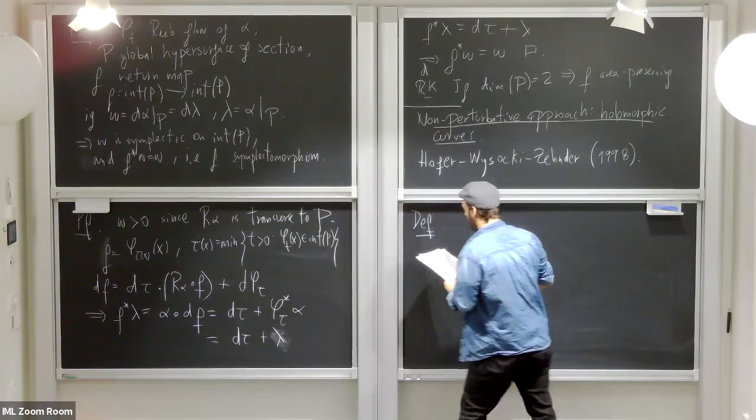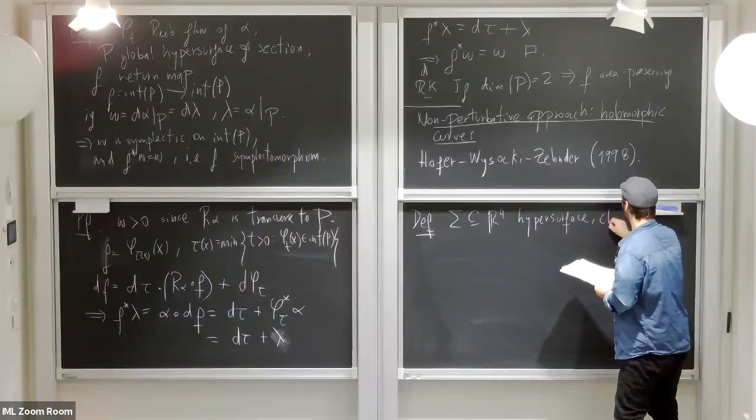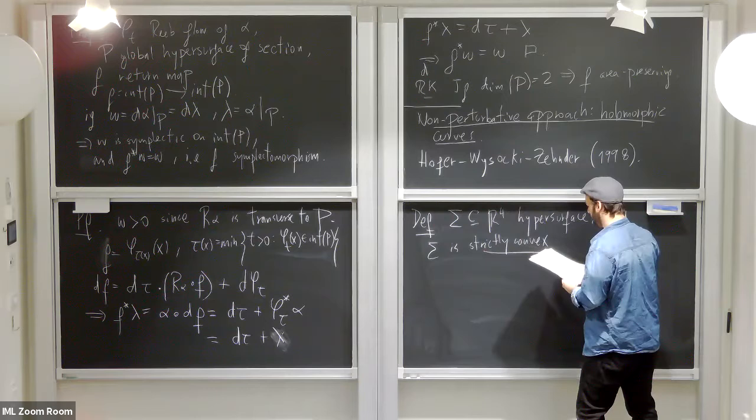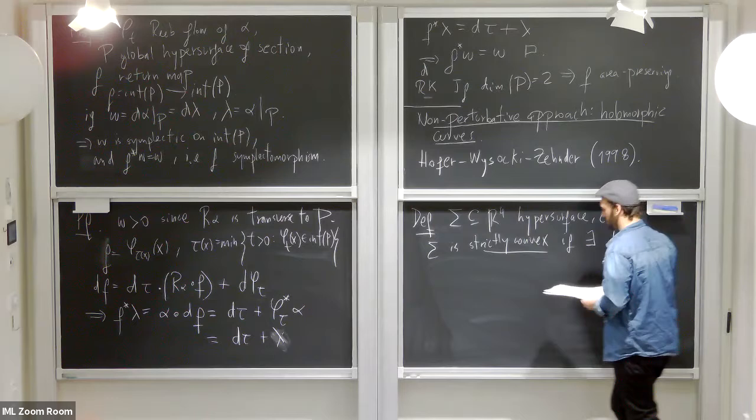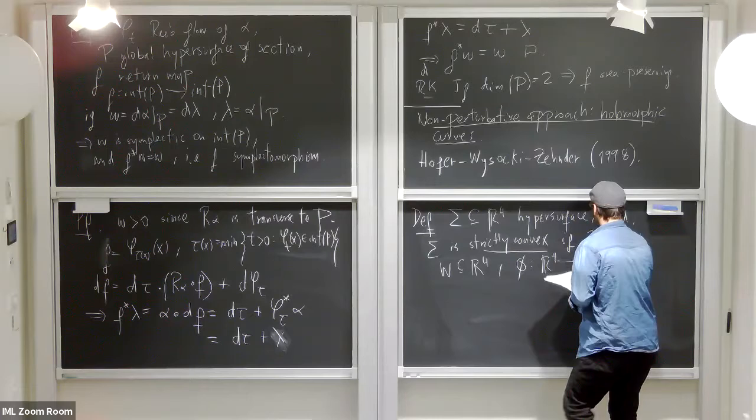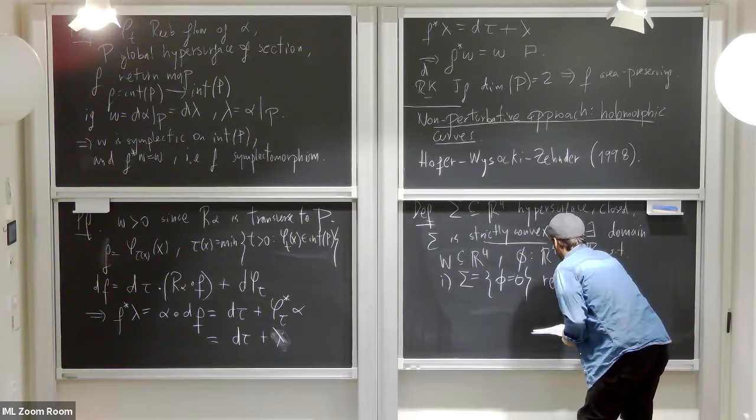Definition: if you have a hypersurface sigma in R4, a closed hypersurface, then we say that sigma is strictly convex if the following condition holds. So if there exists a domain W inside R4, by domain I mean a codimension zero subset, and there exists a function phi defined on R4 taking values in the real numbers, such that the first condition is that sigma is precisely the zero set of the function phi, and it's a regular zero set. So in other words, the differential of phi is non-vanishing along sigma.